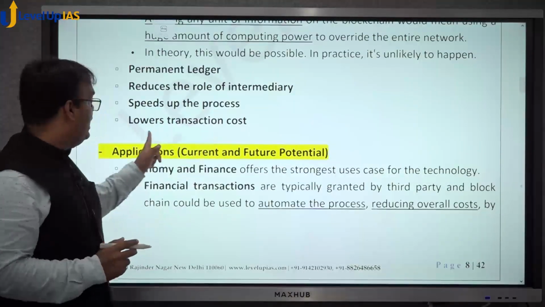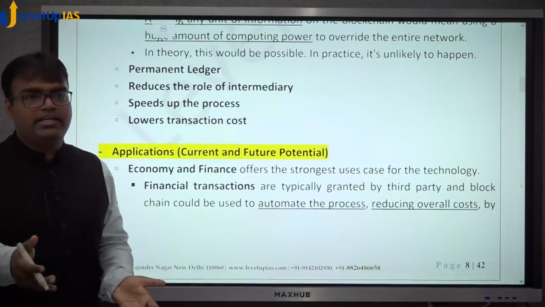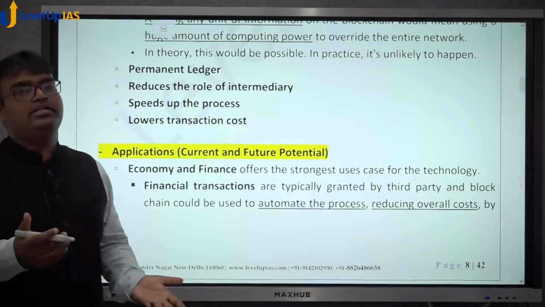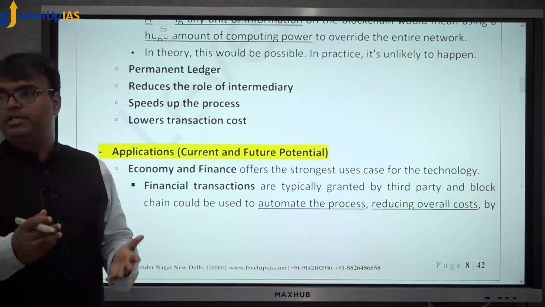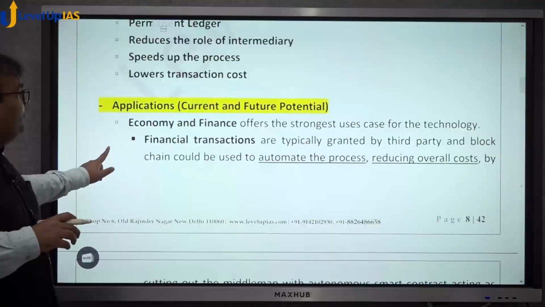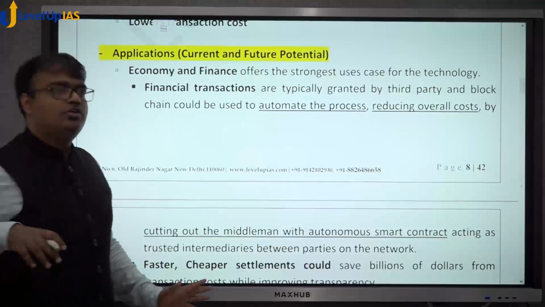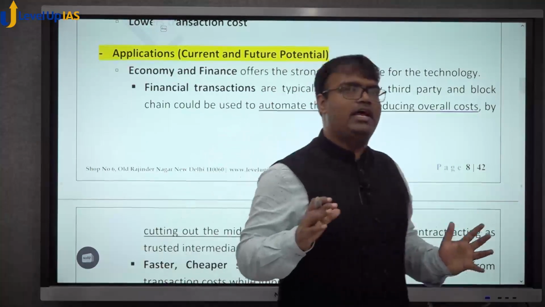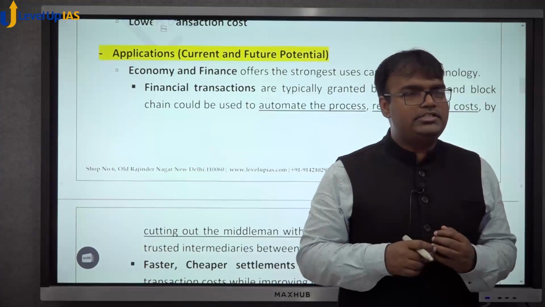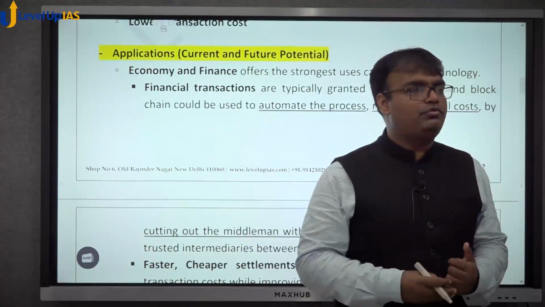Speeds up the process and lowers transaction cost. Intermediaries will be removed like this because it's digital, the process would be fast, and because there are fewer intermediaries, the cost would be lesser. Cost of transaction on this kind of system would be lesser. So I have listed all these applications so that in each application you can understand what is happening, because blockchain is emerging as another big technology field which is going to revolutionize a lot of things.